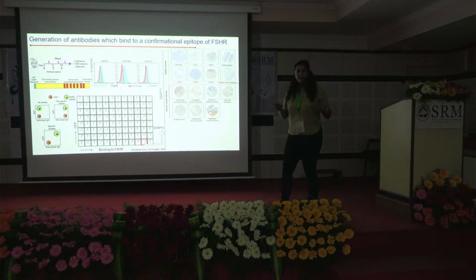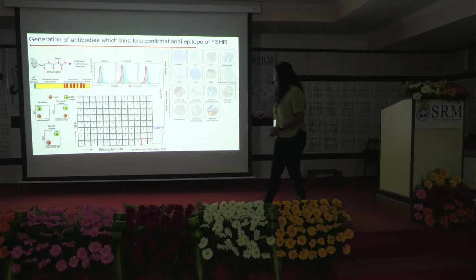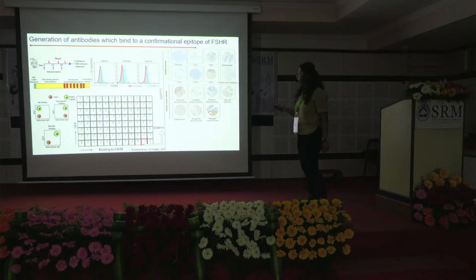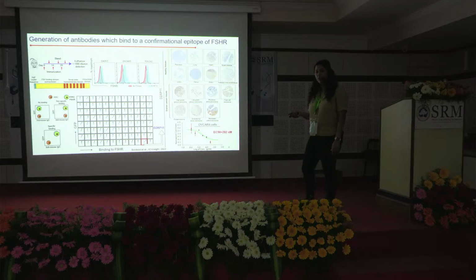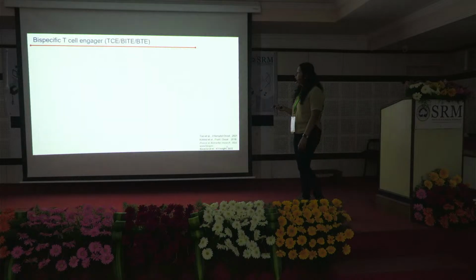Because as I said, they have some basal level of expression in them. But when we checked them on different ovarian cancer tissues of different pathological conditions, as you can see here in the IHC staining, there is strong binding in all those ovarian cancer tissues. And this antibody was able to induce ADCC, antibody-dependent cellular cytotoxicity, with an EC50 of 202 nanomolar, which is great, but not the greatest. So now we thought about how to improve on the potential of this antibody.